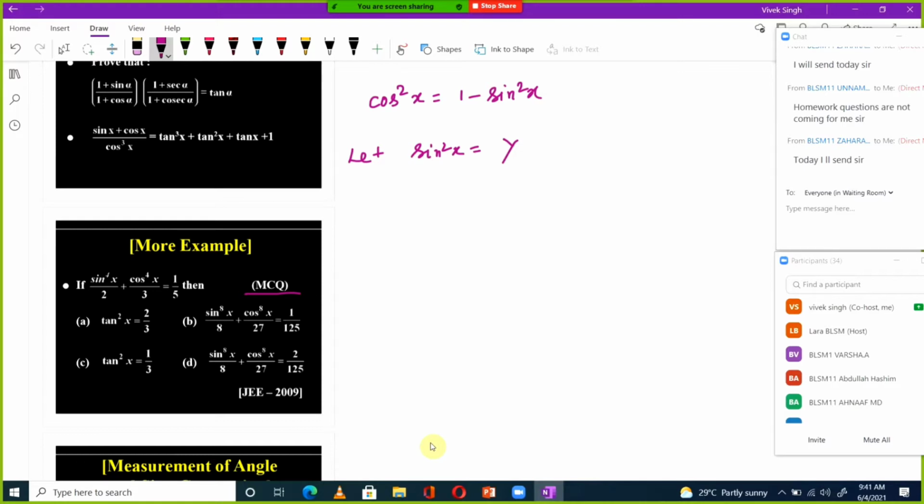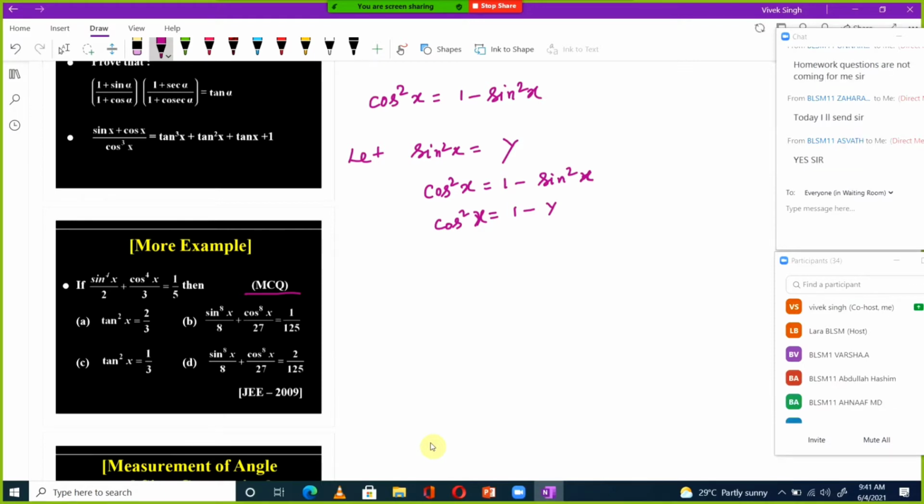So from here, what will be cos square x? We know cos square x is 1 minus sin square x. It means, can we write 1 minus y? Cos square x, can we write 1 minus y? Is it okay or not? Please tell me. Are you able to understand? Because sin square x is y. In place of sin square x, I have written y. So cos square x, I will get like this, 1 minus y.